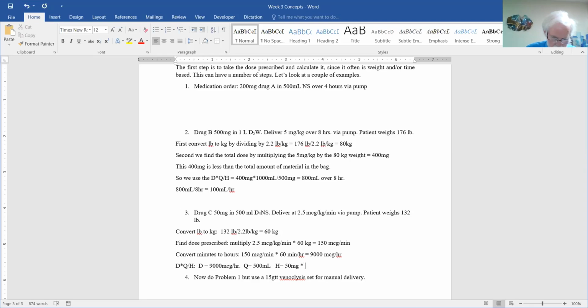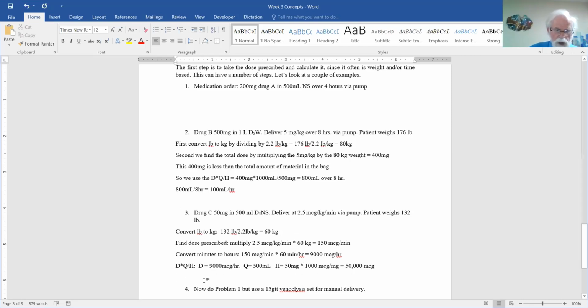3 zeros. 1,000 micrograms per milligram equals 50,000 milligrams, micrograms rather. Yep. Okay. So it's adding 3 zeros. Right. Now note that we keep the dose in micrograms per hour. Okay. So what we're going to do now is set this up.